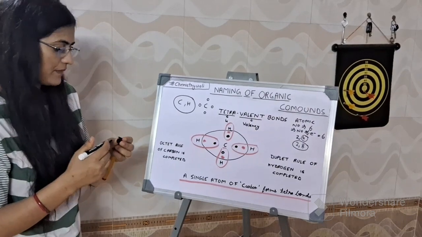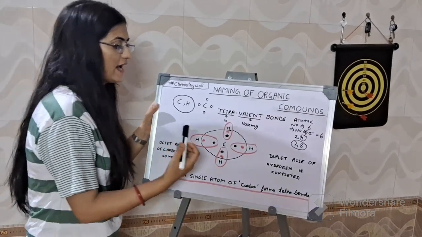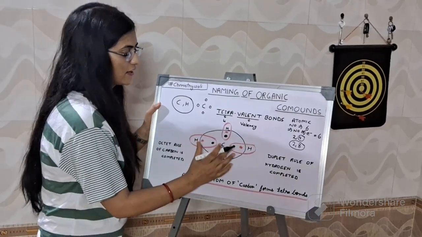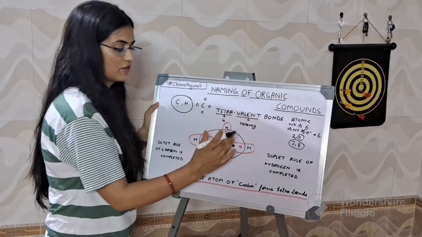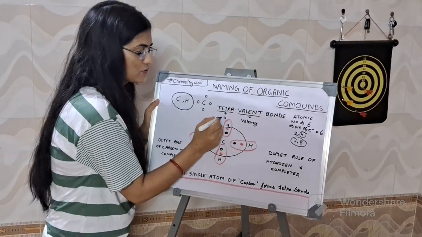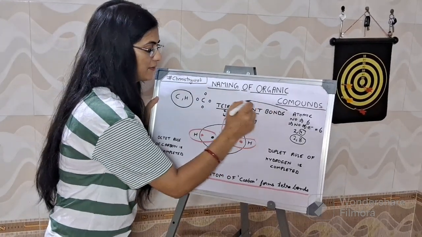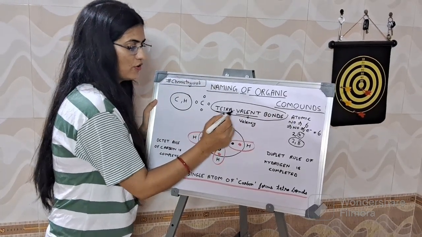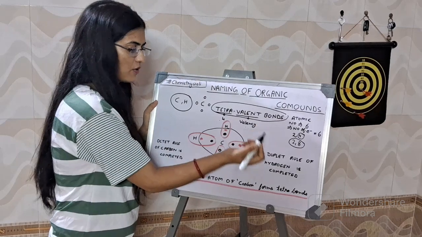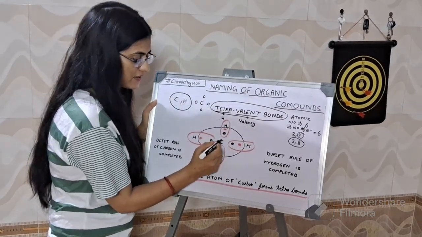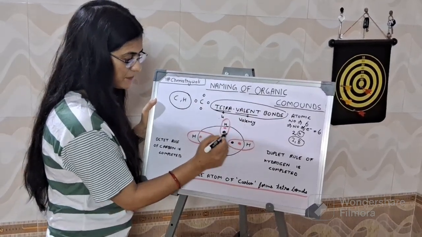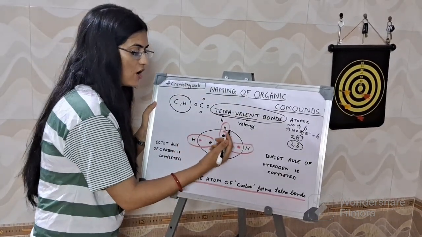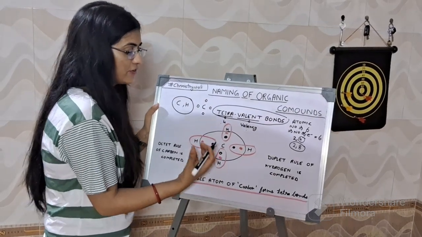When any atom forms 4 bonds, we call them tetravalent bonds. Tetra means 4, valent means valency, bond means bonds. Let me simplify this term. Here carbon is the atom, and 4 electrons are present in it. Carbon needs 4 more electrons to complete its octet. So what will carbon do?